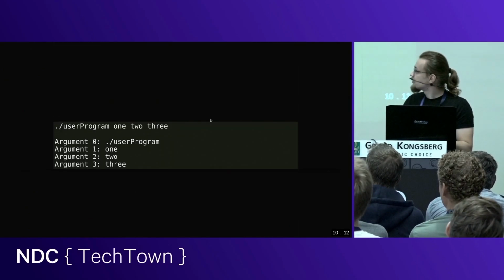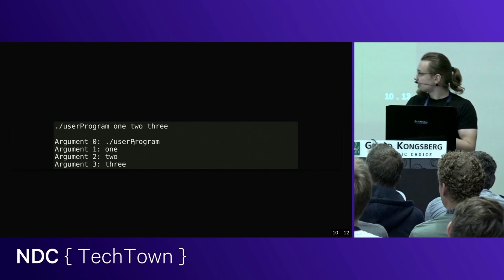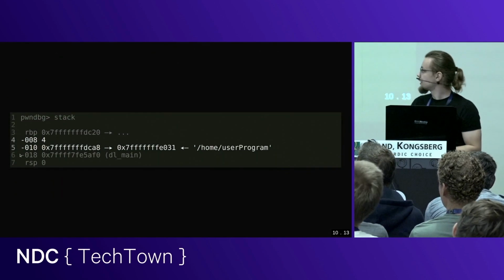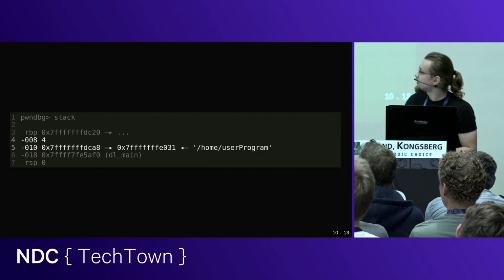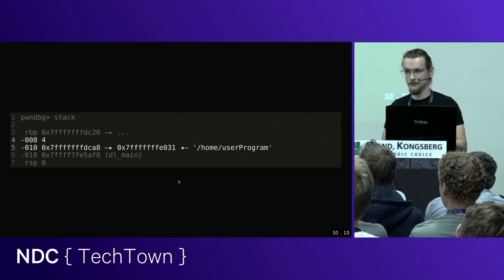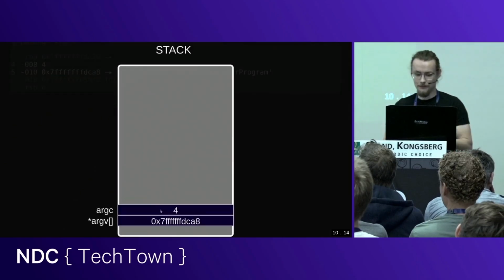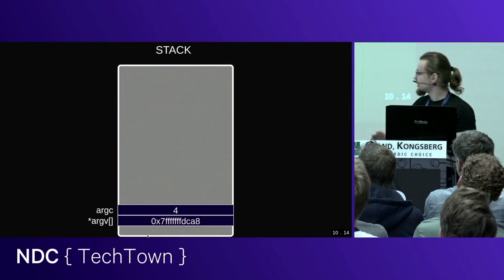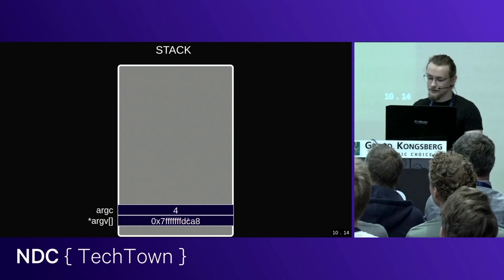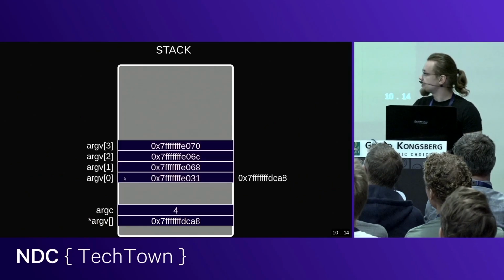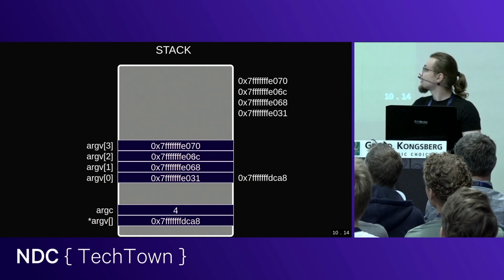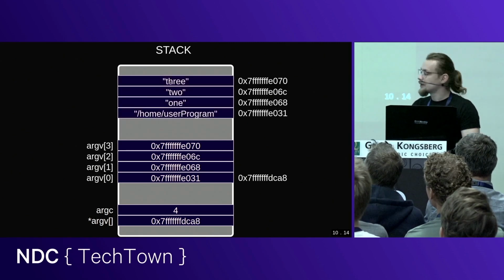If I run the program with arguments 1, 2, 3, I will get argument 0, the name of my program, then 1, 2, and 3. And if I look into the stack, I will see that my argc is now 4, because I have more arguments, and I still have a pointer to pointer, which points to the beginning of the argv array. So if I visualize this, and this is the stack, I have my argc, I have my argv. Argv is a pointer, which points somewhere higher. Then I have an array of pointers, which is argv 0, 1, 2, 3. And then higher, I have my literals.